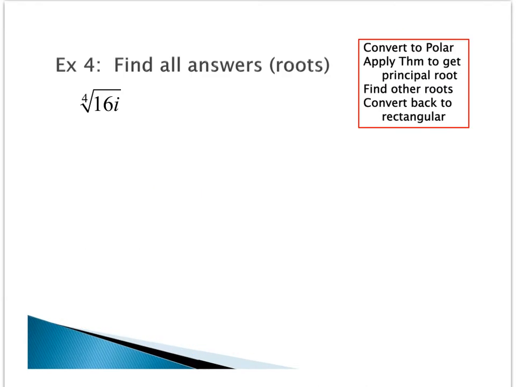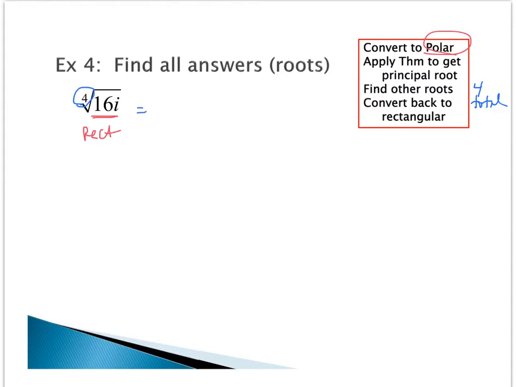Okay, now when you look at this problem, there are a couple of things that should jump out at you. First of all, the term that is in the radical is rectangular. And in order to do anything involving DeMoivre's theorem, we have to first convert that to polar. The next thing that should jump out at you is that we are taking a fourth root. So if it's a fourth root, then we are going to find 4 roots in total. So the principal root and then 3 more.